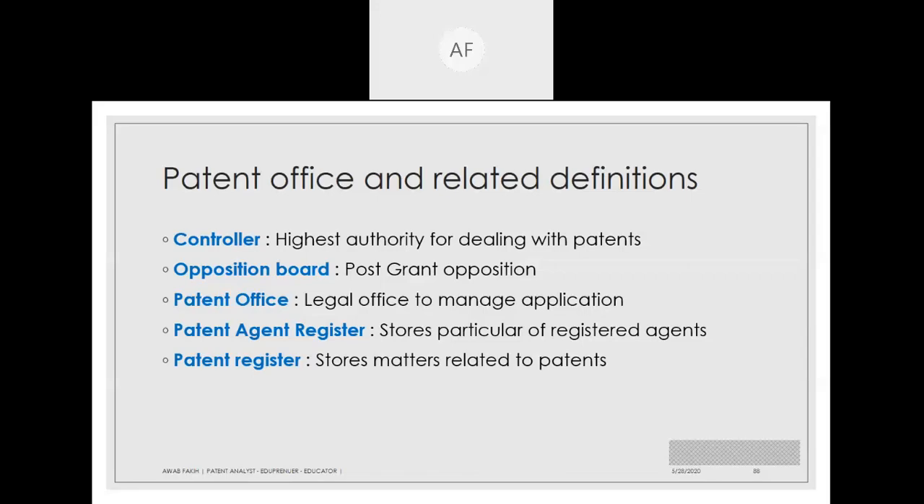In the next slide, I'll tell you about the different courts where you can appeal. If you feel the patent which was granted should not have been granted, because it is against my novelty, then you can appeal in that particular court.